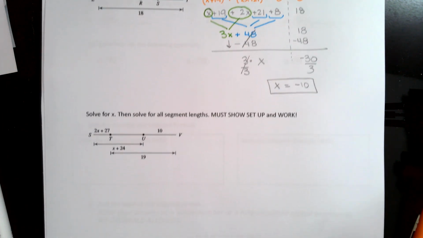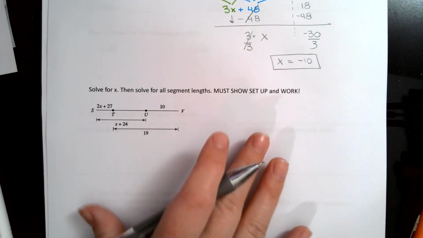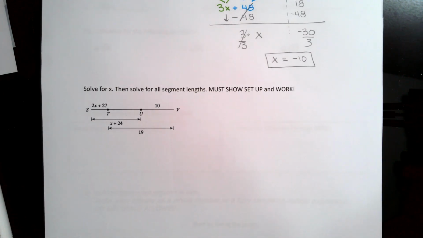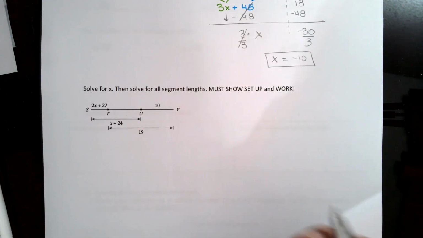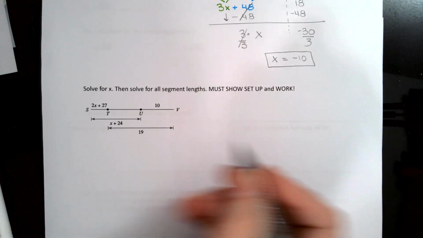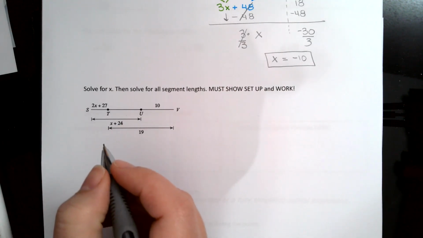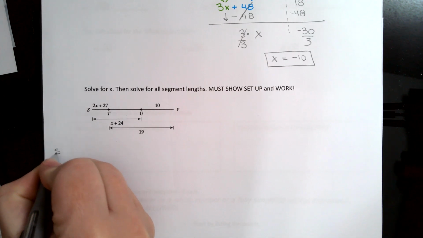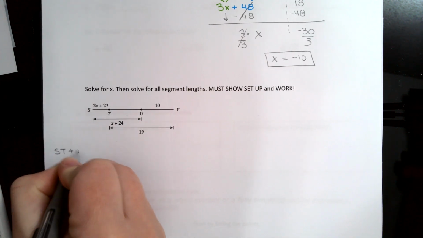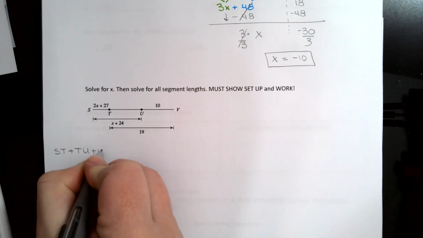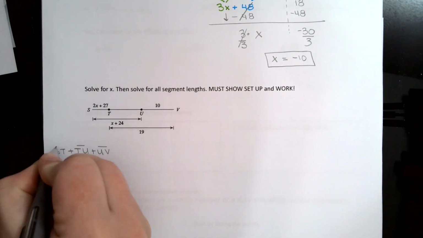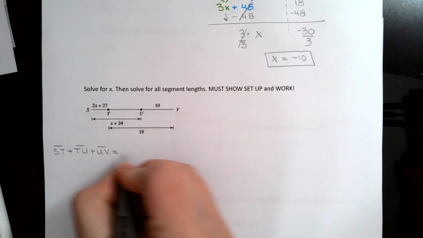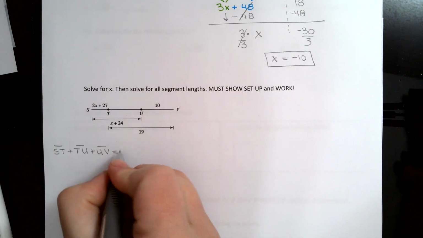All right, let's go ahead and do this one. I did give you a little bit of space. So we're going to have to do a couple more setups than just one. So let's go ahead and start with our main setup. And that's going to be ST plus TU plus UV. Now, my biggest hint here is make your V's pointy and make your U's with the tail. And that's going to be SV.